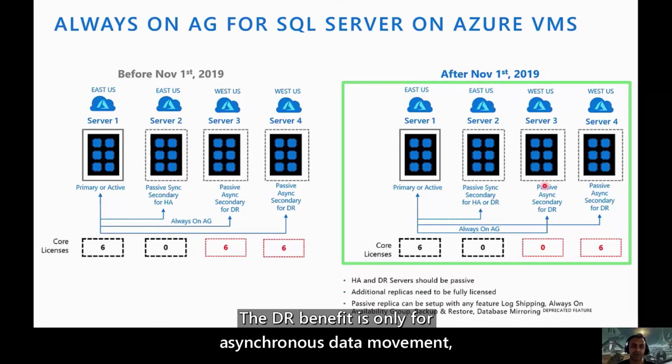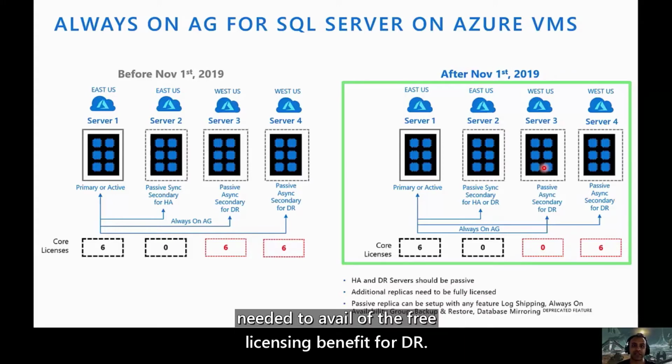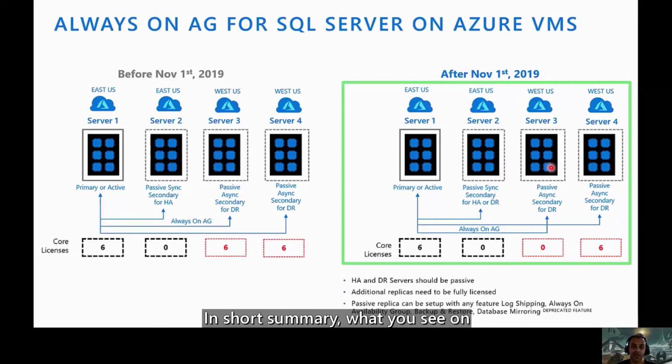The DR benefit is only for asynchronous data movement. You cannot have that replica support synchronous data movement and automatic failover if you need to avail of the free licensing benefit for DR. So, in short summary, what you see on your slide is that after November 1st, you get an additional core for every primary core that is covered by Software Assurance for SQL Server. This applies to both on-premises environments as well as SQL Server environments running on virtual machines on Azure.